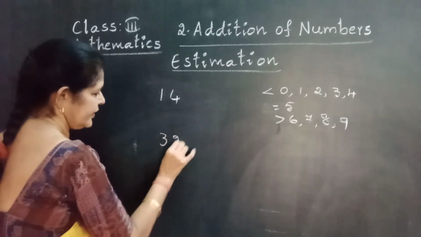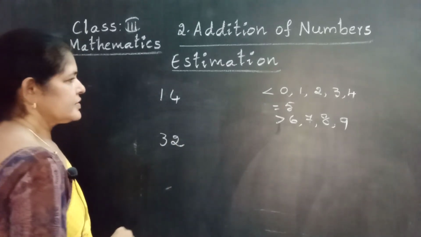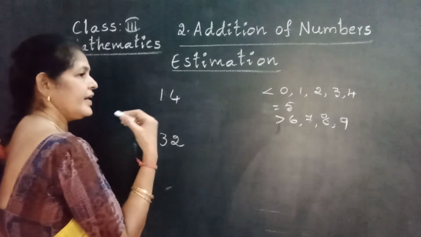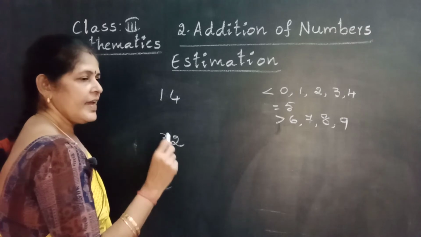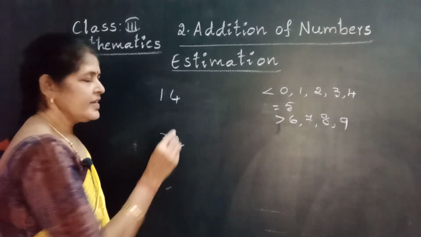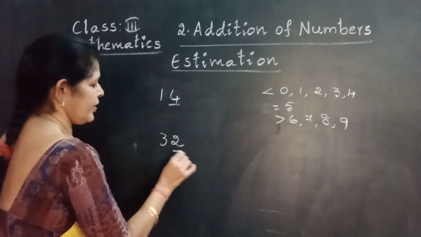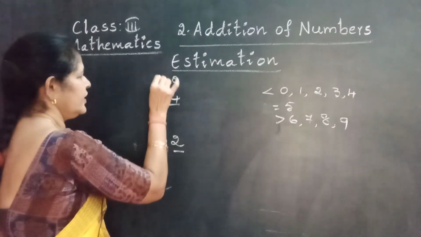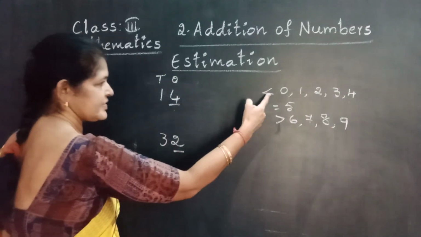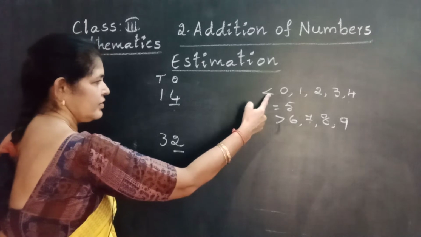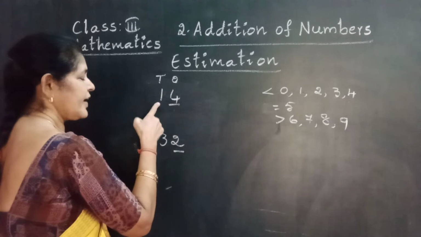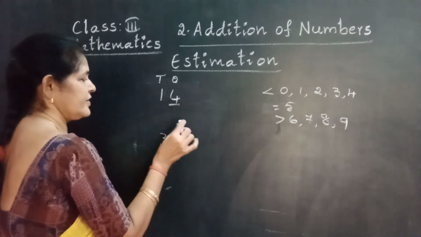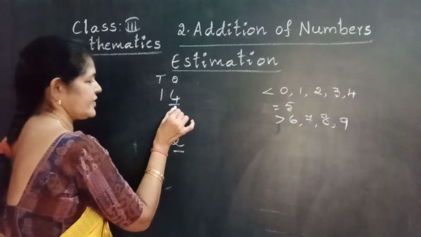14 or 32. First of all, nearest to the tens means rounding of the numbers. Nearest to the tens means check the ones place number. If the ones place number is less than 5, the tens place number does not change.